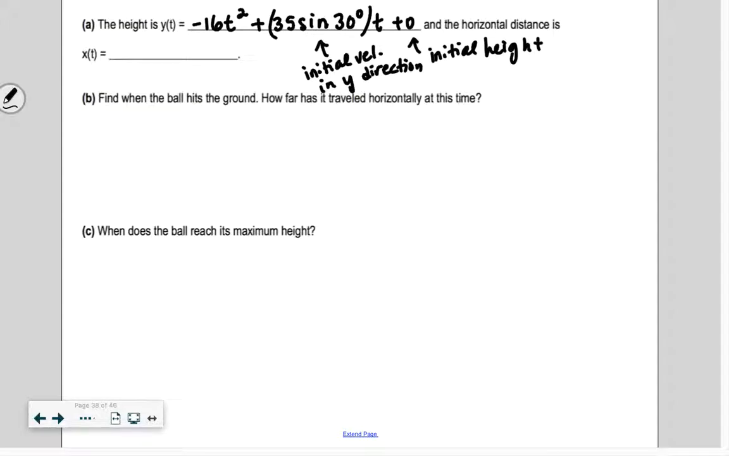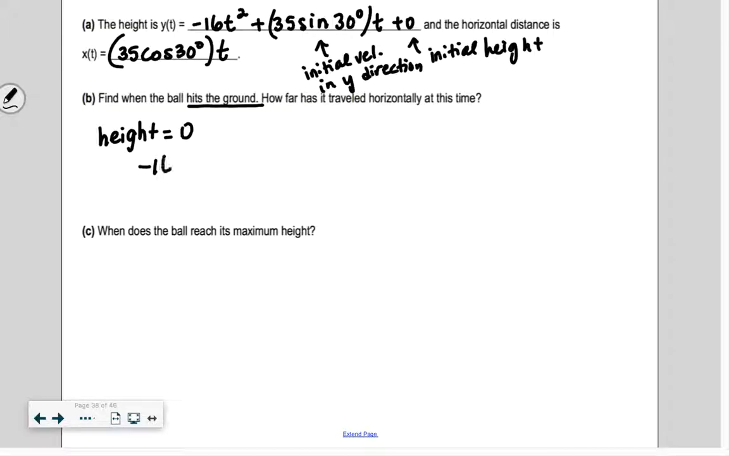Okay, so it's going to look like 35 cosine of 30 for every single second, so times t. Are you with me? Kind of weird. All right, so find when the ball hits the ground. So if I'm finding when it hits the ground, I want to find when I have my height equaling 0.